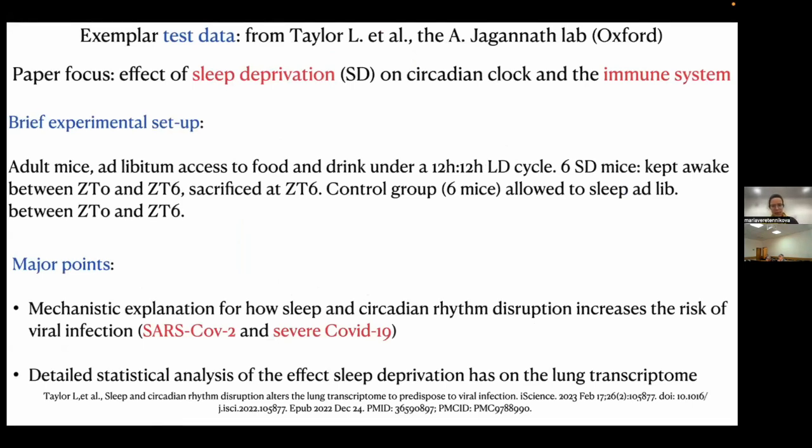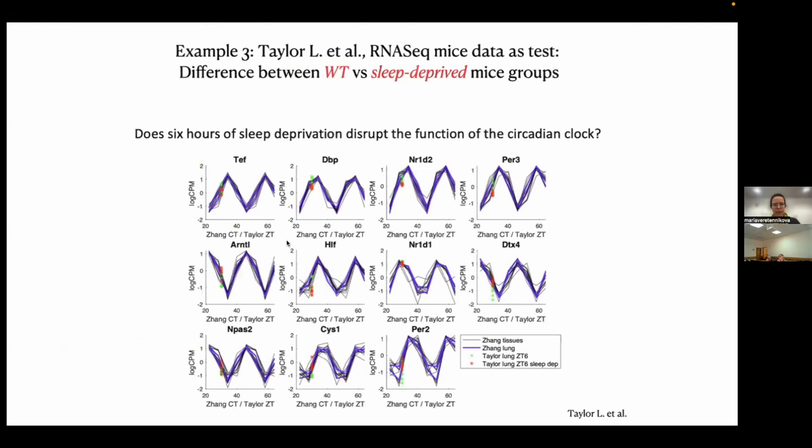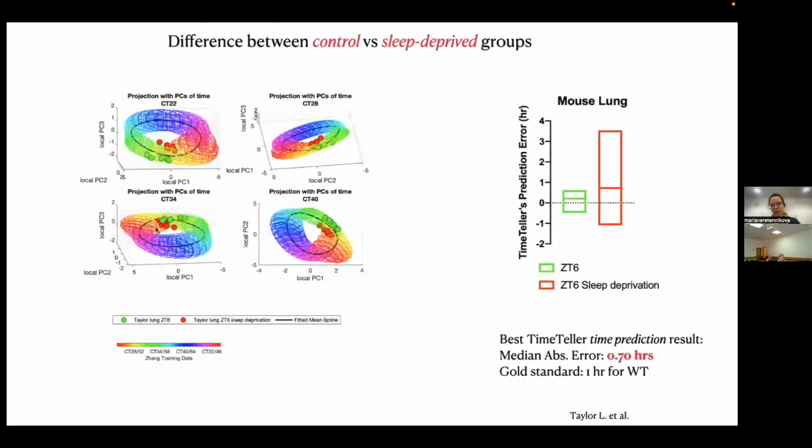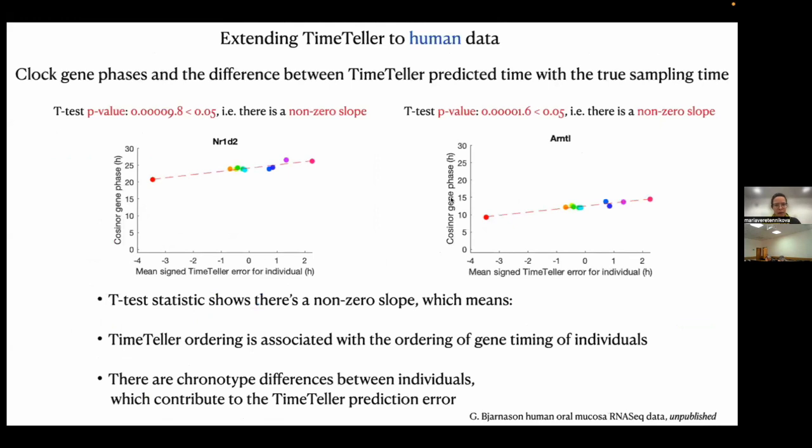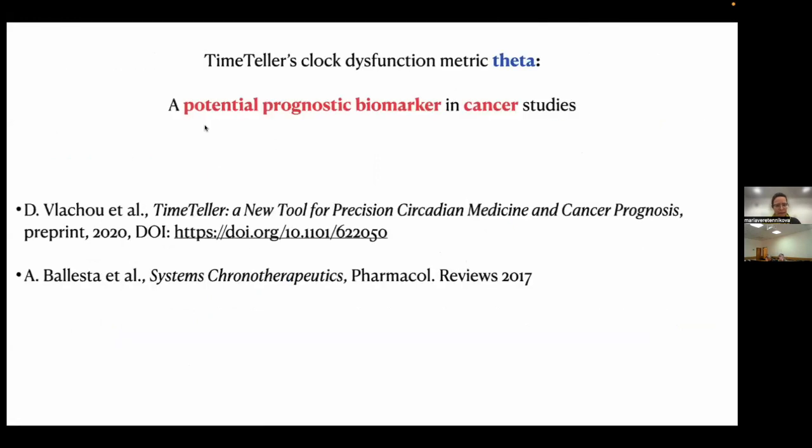Okay, fantastic. We also looked at data related to sleep deprivation, and we were able to look at that and make some inference from this. We looked at human data, and we get nice models, and we've used that to analyze cancer patients. Theta can be used as a potential prognostic biomarker in cancer studies, completely independent of the general standard biomarkers that are out there.